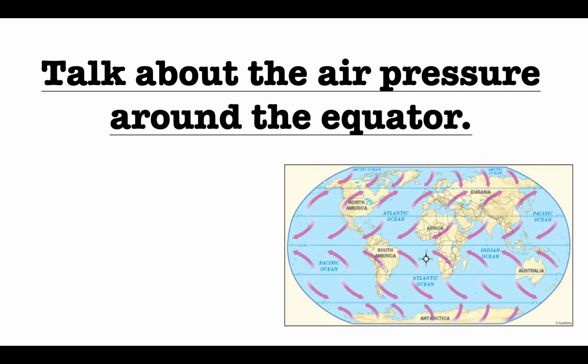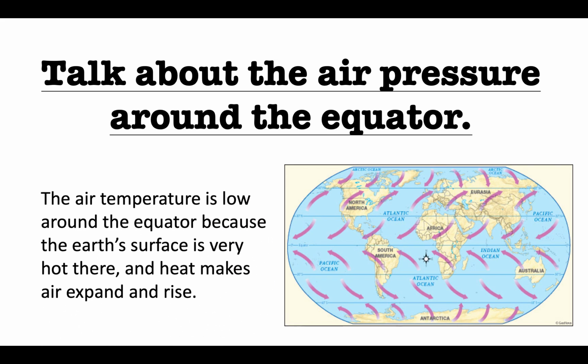So let's talk about the air pressure around the Earth's equator. Like we mentioned, the air pressure is low around the equator because the Earth's surface is very hot. I'm sure you know what the equator is. The equator is the imaginary line that surrounds the globe. It is the hottest place on Earth, and the temperature never really changes. So the air pressure there is low because the Earth's surface is very hot, and the heat makes air expand and rise.